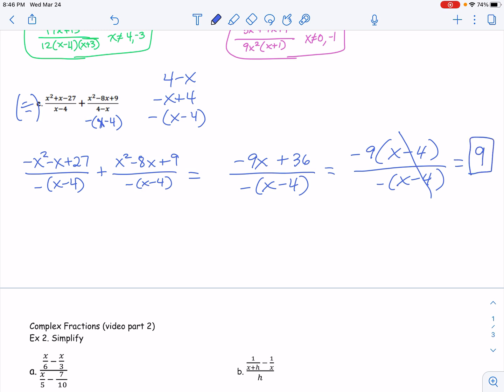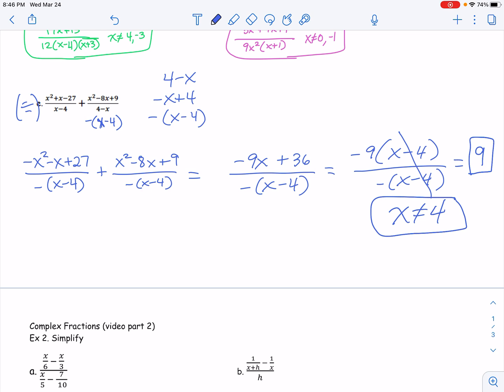My excluded value is technically x cannot be 4. However, my final answer doesn't have an x in it. So no matter what I plug in for x, I'm always going to get 9, even if I plug in 4, because there's not an x in my answer to affect it. Now, this is kind of the only case where it's okay if you leave off that excluded value, but it's definitely not wrong if you include it in the answer.